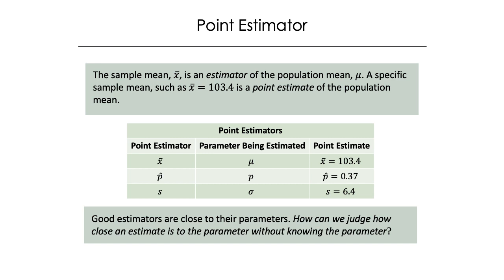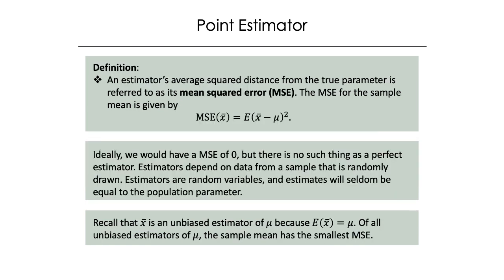Good estimators are close to their parameters. How can we judge how close an estimate is to the parameter without even knowing the parameter? That leads us to a definition. An estimator's average squared distance from the true parameter is referred to as its mean squared error, or MSE. The mean squared error for the sample mean is given by the MSE of x bar equals the expected value of the square of x bar minus mu. Ideally, we would have a mean squared error of 0, but there is no such thing as a perfect estimator.